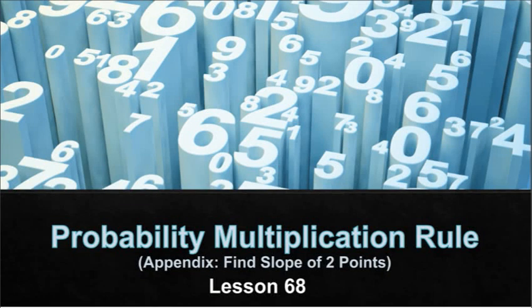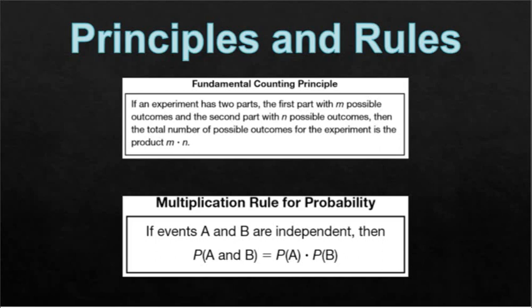Lesson 68, probability multiplication rule, and then our appendix lesson that goes along with finding slope of 2 points. First off, let's look at principles and rules.